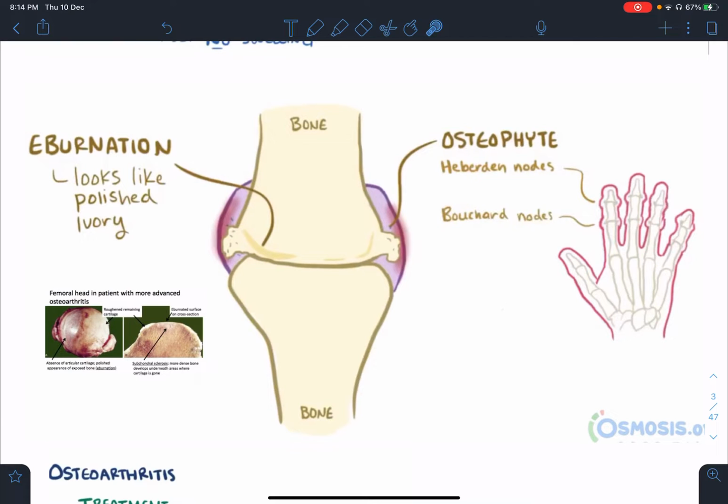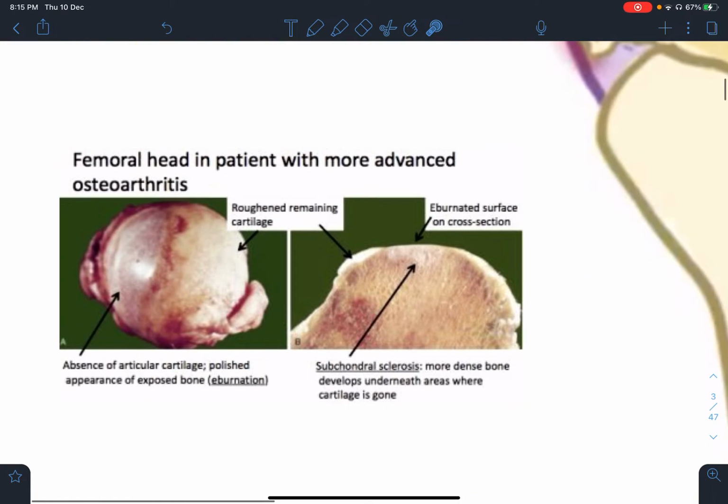So the first feature is eburnation, where the bone will look like polished ivory. Ivory اللي هو white creamy color بيكون موجود على البون. يعني زي هنا في صورة femoral head in patients with more advanced osteoarthritis. They noticed إنه في eburnation effect كده على ال articular cartilage, which is not supposed to be there. كأنه polished ivory.